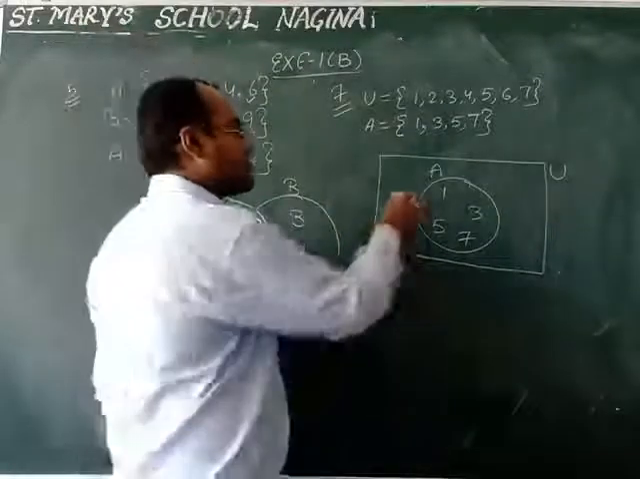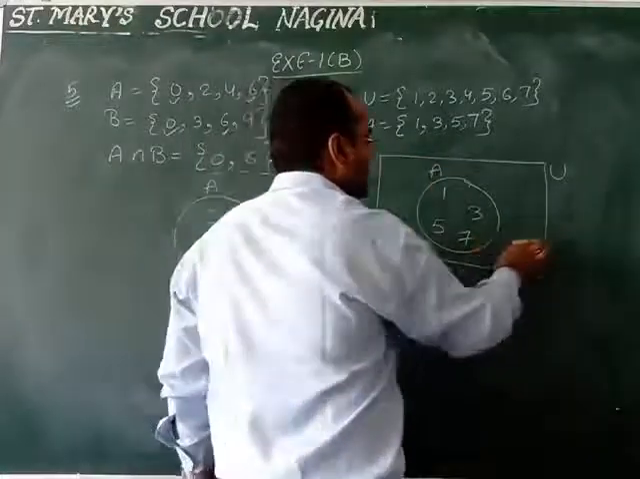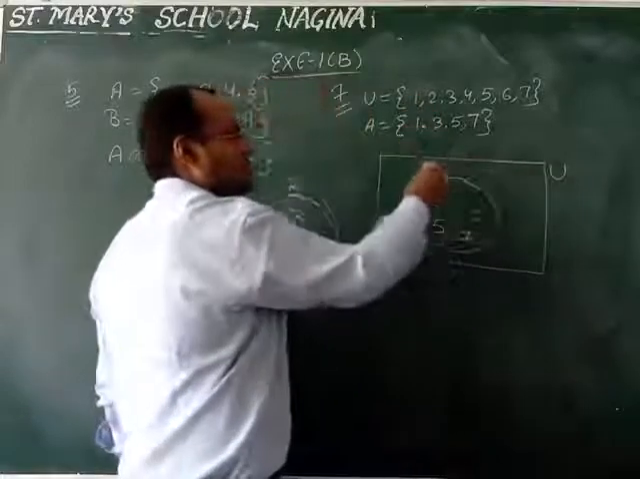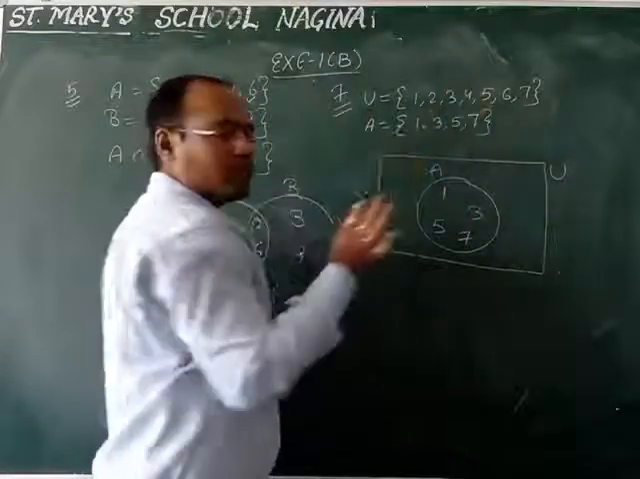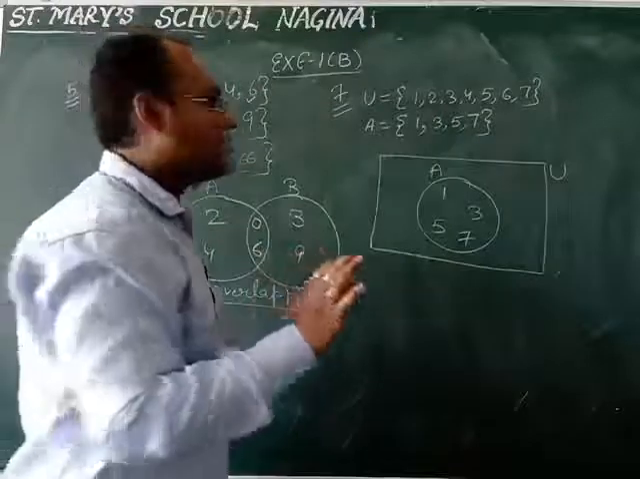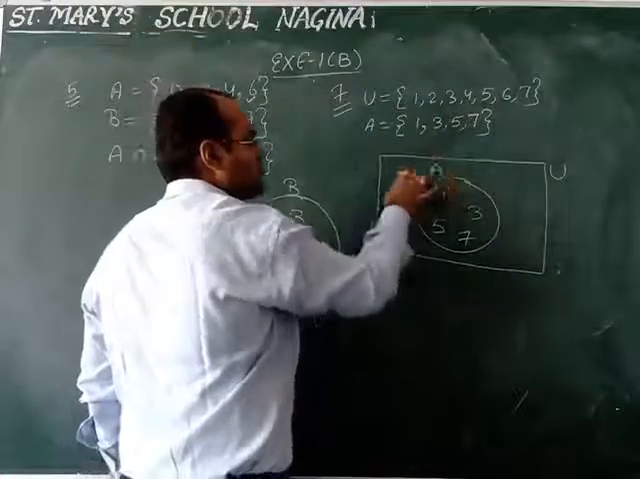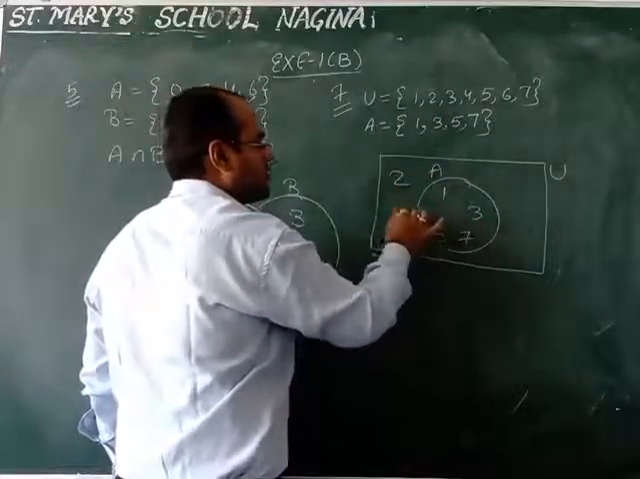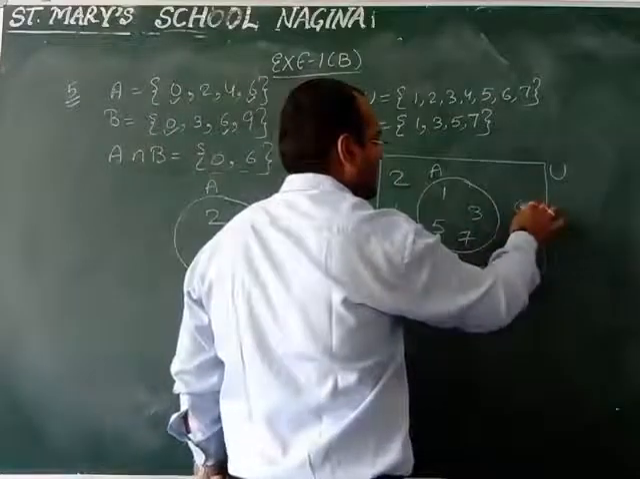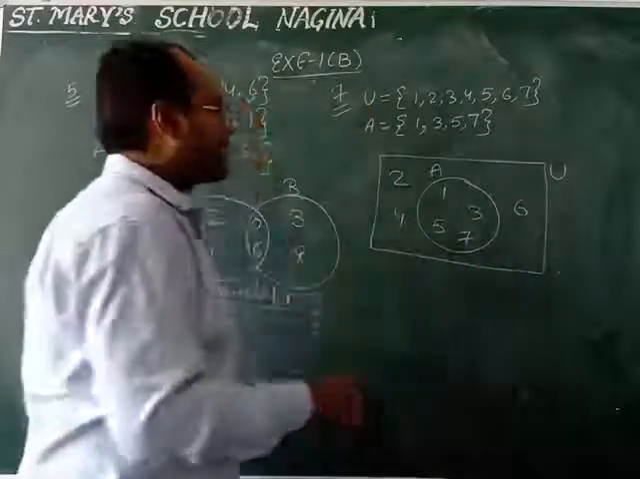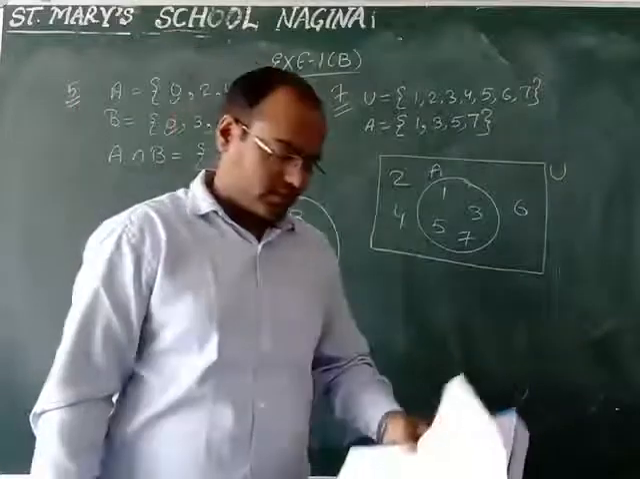Where will we fill the universal elements? Outside the circle. But in the universal set, 1, 3, 5, 7 are coming, so we will not write them again. So 1 is over, 2 is remaining, 3 over, 4 is remaining, 5 over, 6 is remaining. So this is your Venn diagram for question number 7.